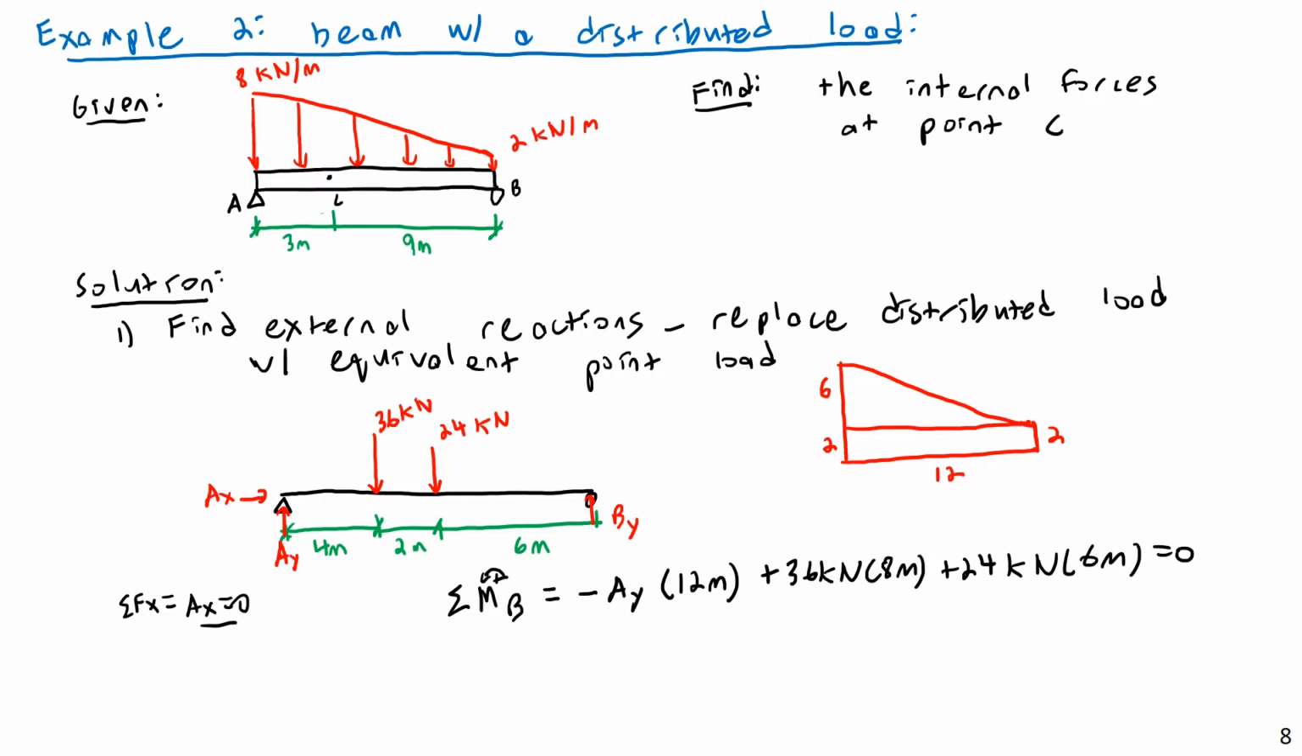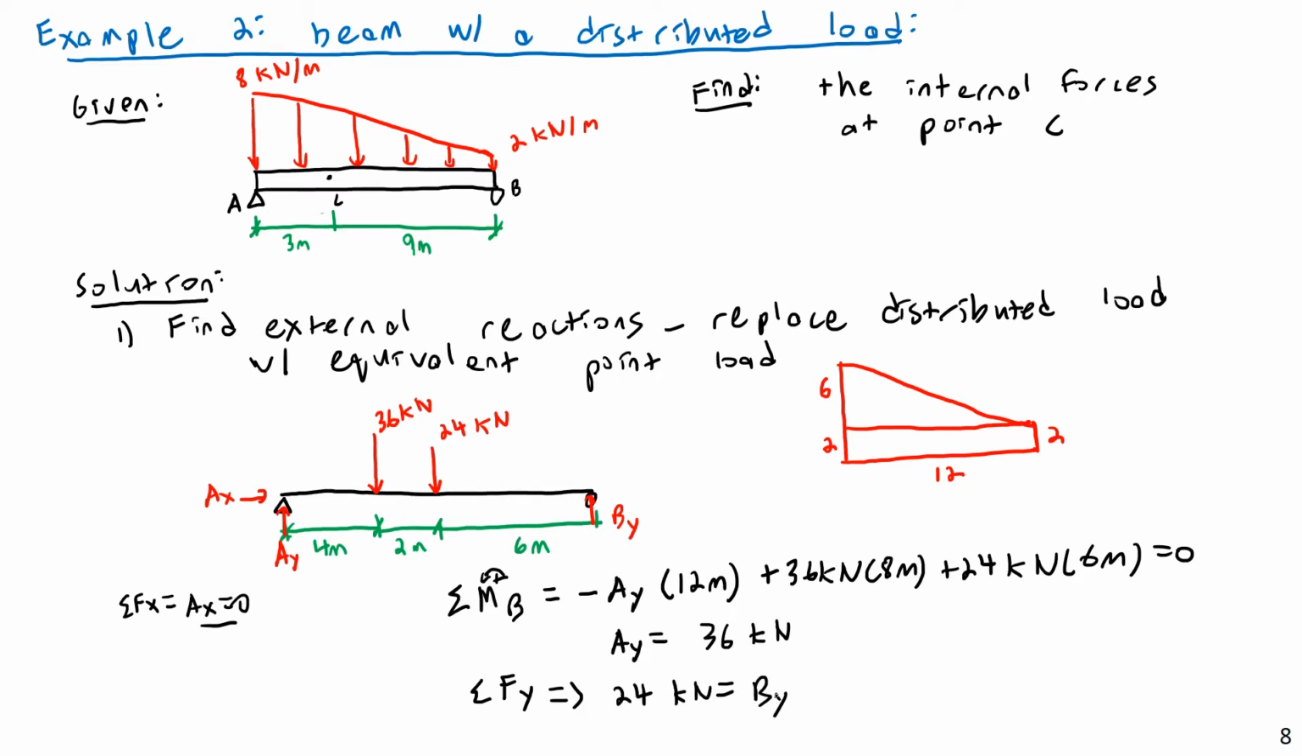And all of this is equal to 0. If I throw that into my calculator and move everything over to the other side, 36 times 8 plus 24 times 6, divided by 12, I will get 36 kilonewtons. I found that AY is equal to 36 kilonewtons. Actually, if I really want BY, I can just do a sum of forces in the vertical direction now. That would show us that BY would have to be equal to 24 kilonewtons.